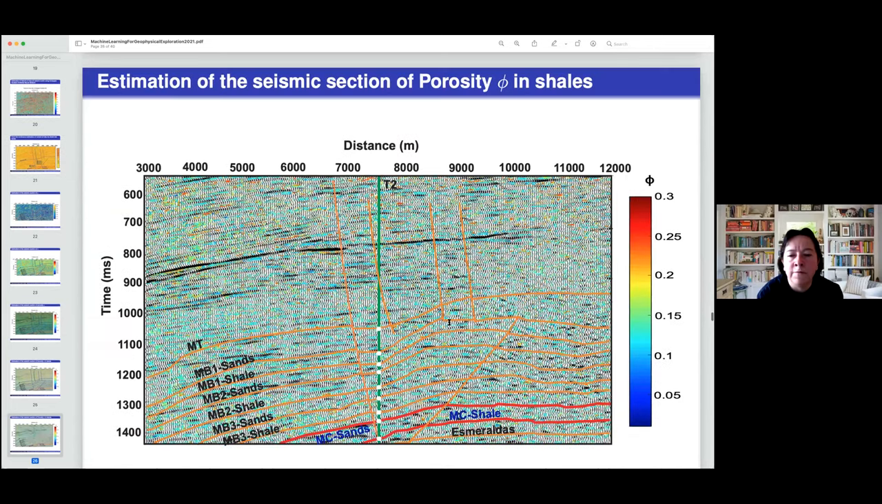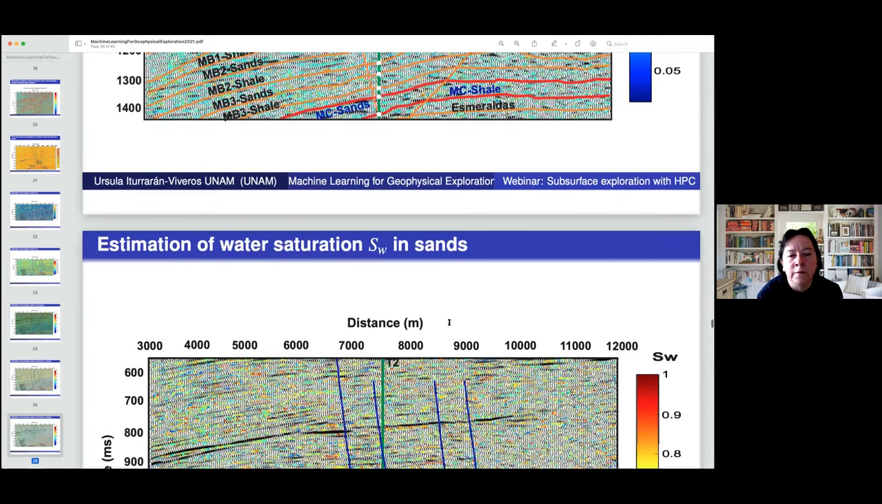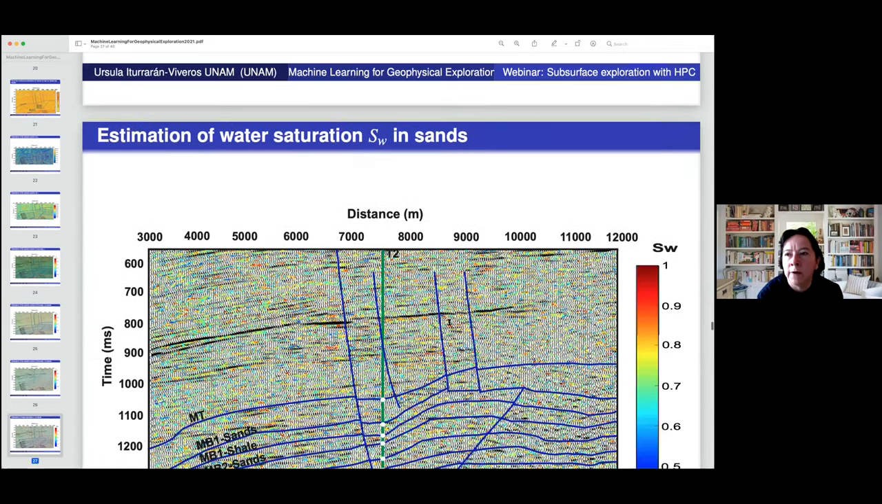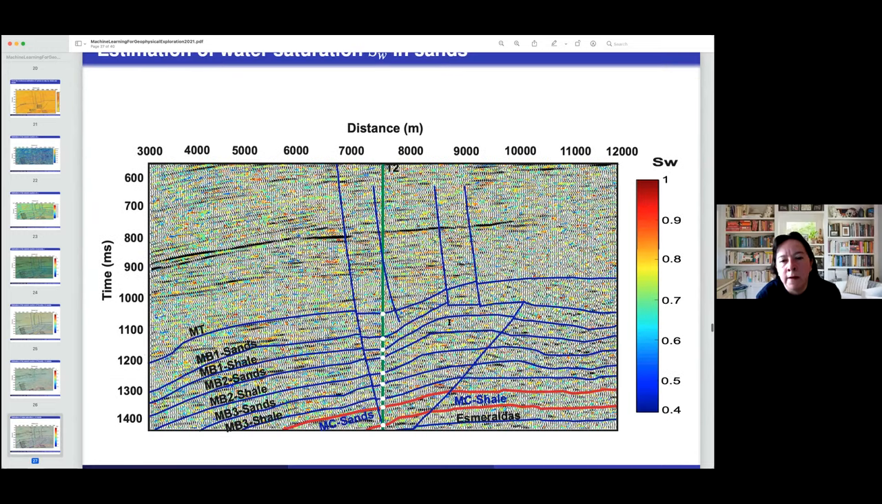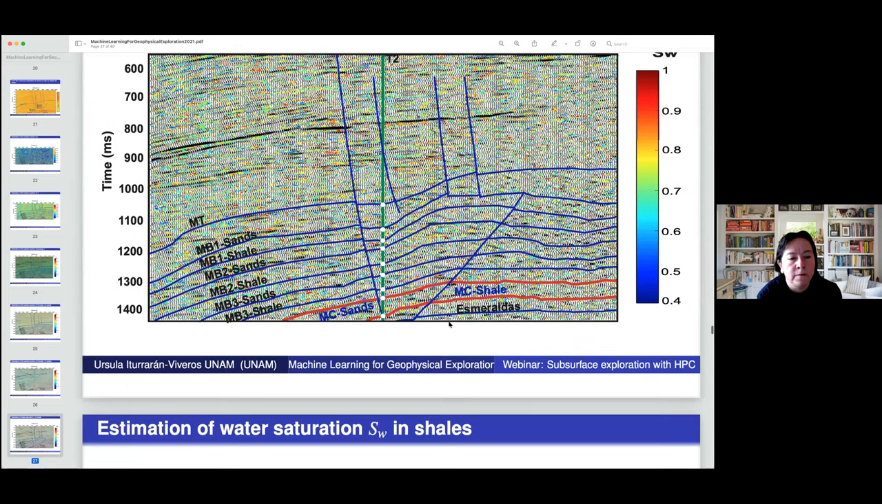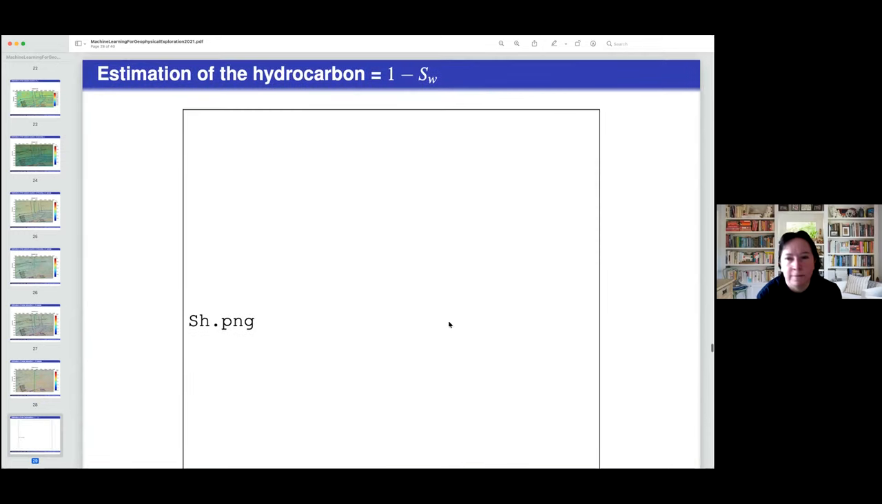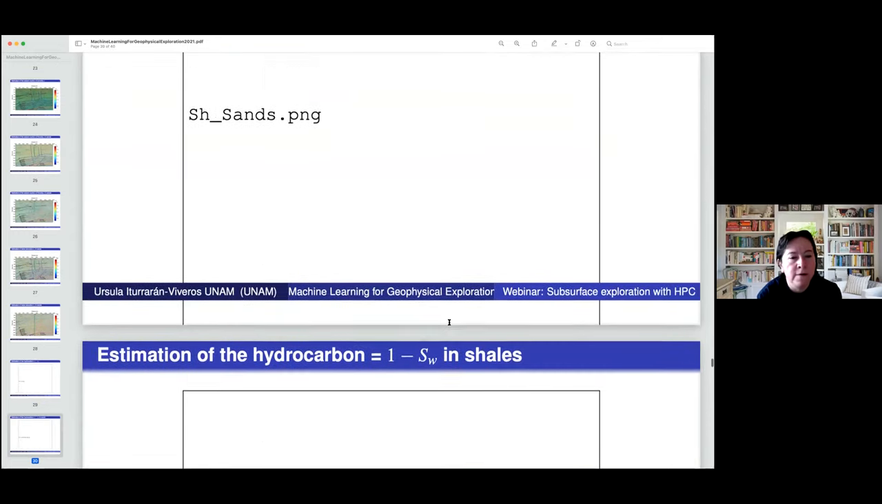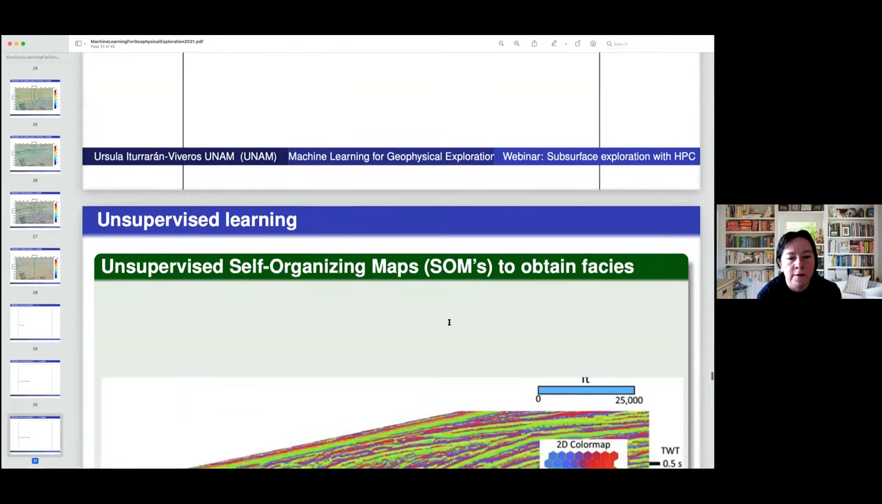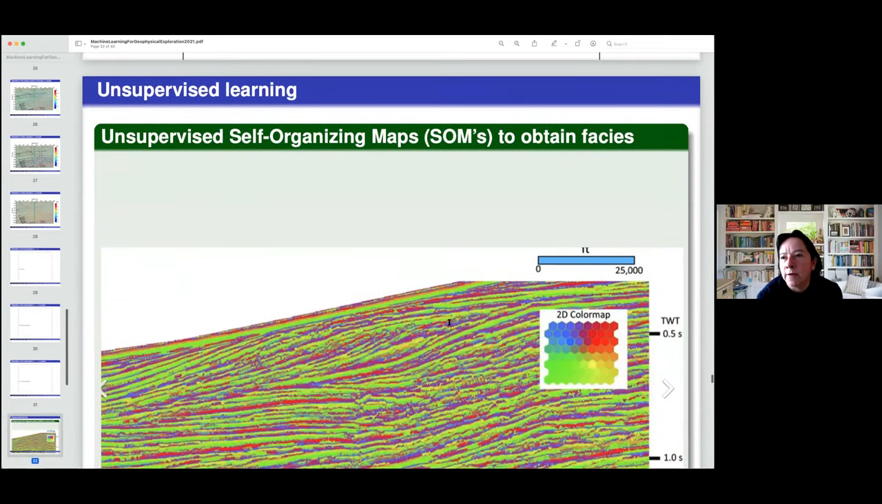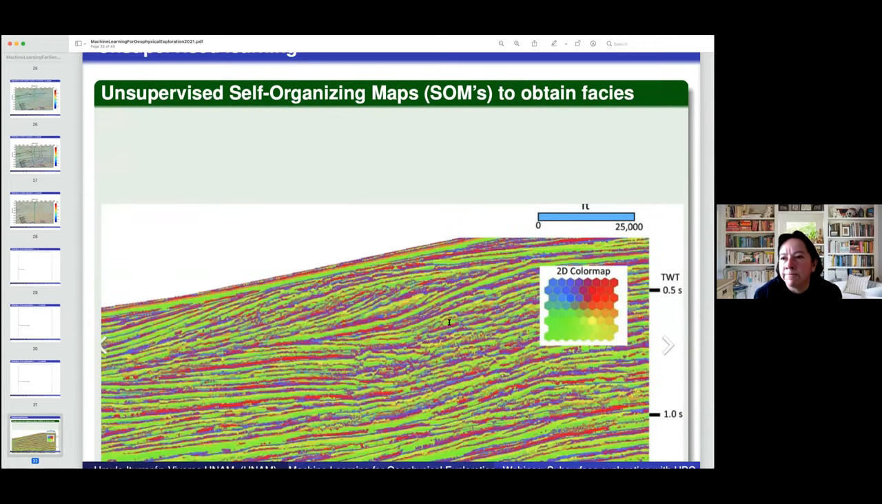I can do the same for water saturation. I have water saturation that comes from the well log, and I trained the same way. I can also turn on the water saturation for sands or for shales. Something went wrong here, I apologize for this. Anyway, I can also do hydrocarbon estimation from water saturation.